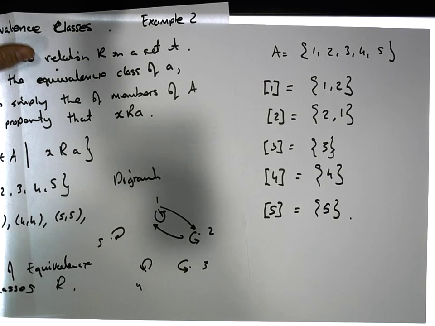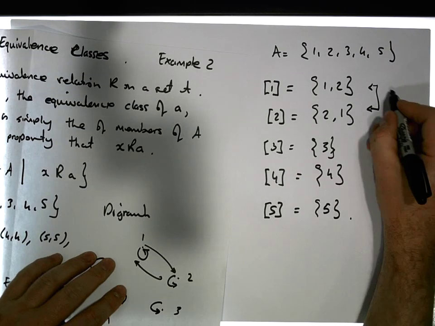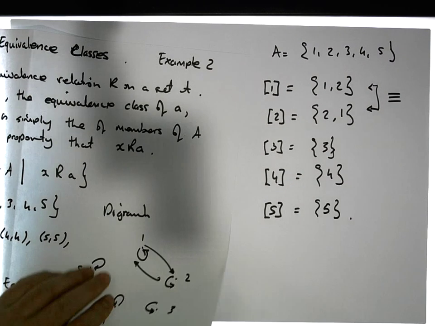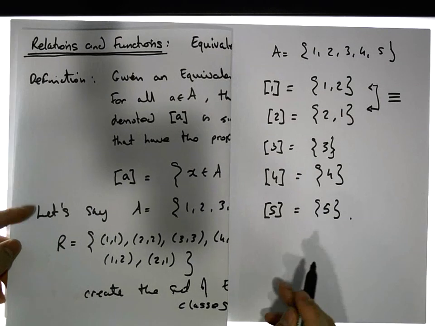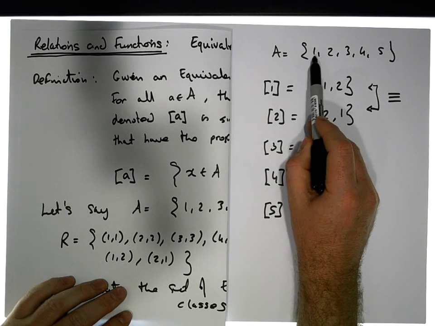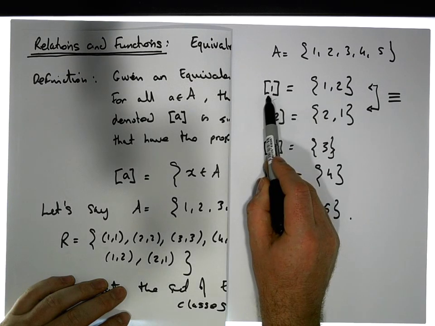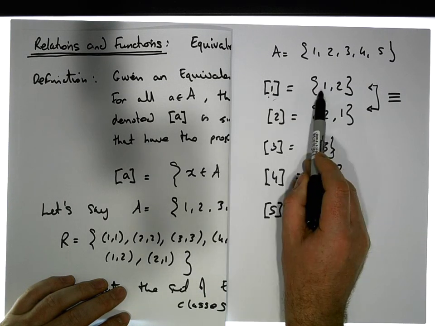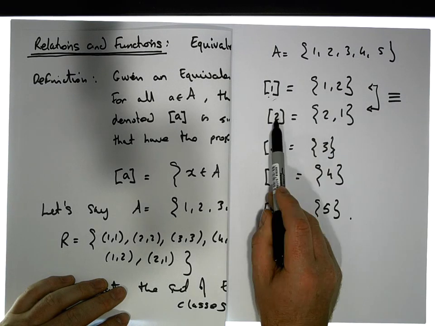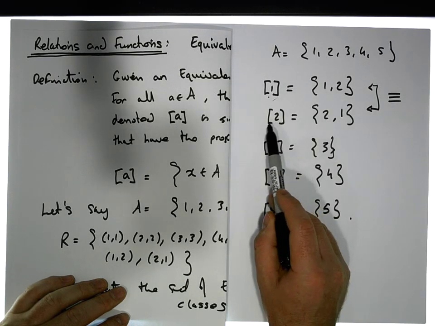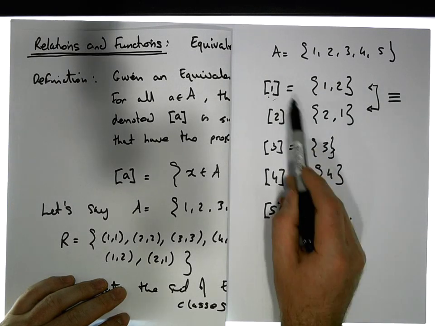The important thing here is that these two equivalence classes are equal to each other. There's equality here. This is effectively the set of equivalence classes. For each element in A, it's the set of values in A that are related to that particular value. You can see 1 is related to itself and 1 is related to 2, so the equivalence class for 1 is {1, 2}. 2 is related to itself and 2 is related to 1, so the equivalence class for 2 is also the set that contains 1, 2. So these two things are equal.